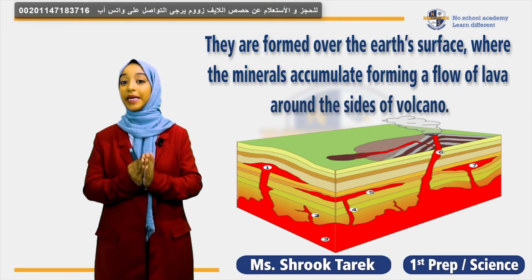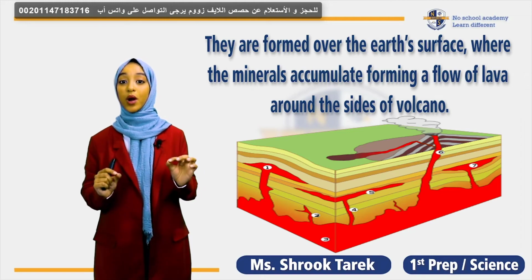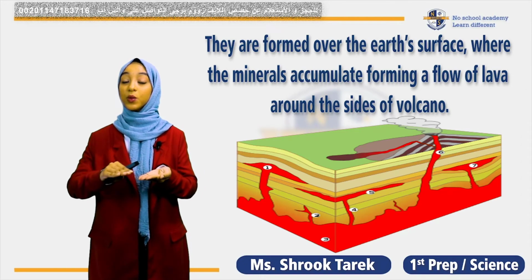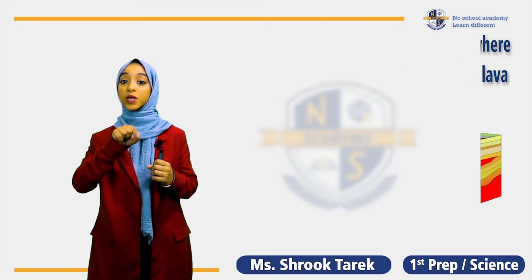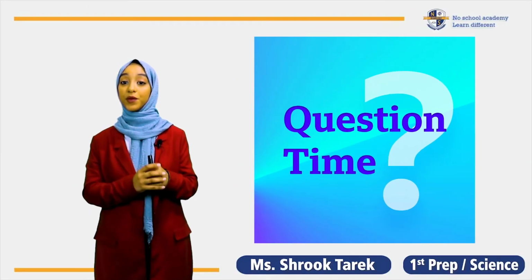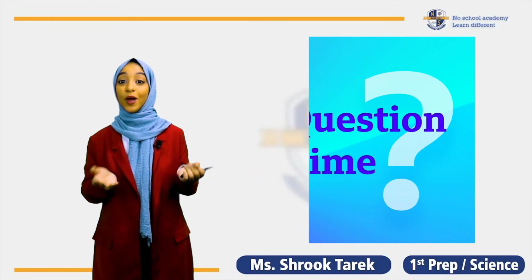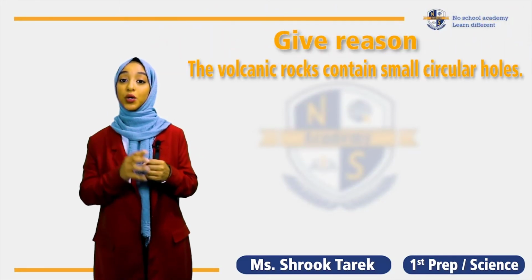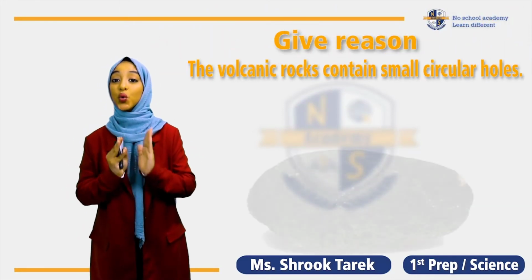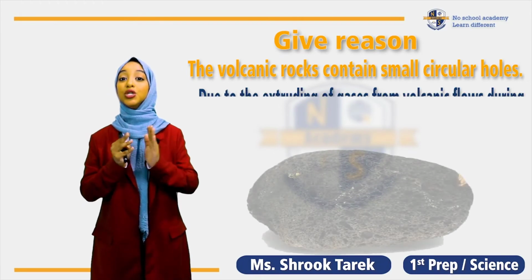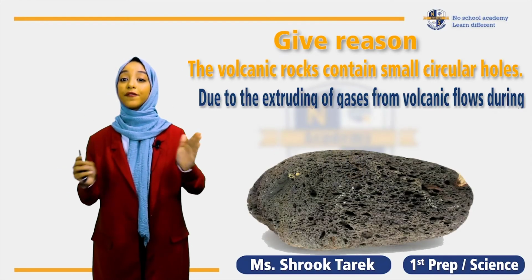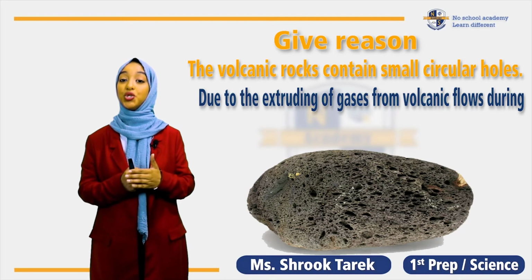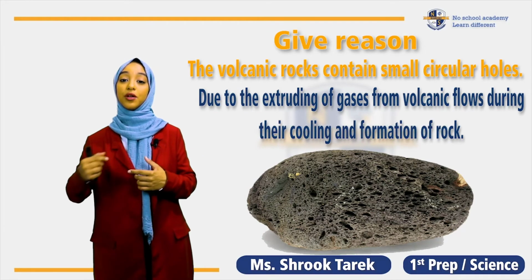من الحاجات المهمة جدا اللي هنلاقيها في volcanic rocks هنلاقي إن شكل الروك نفسه بيكون فيه holes, small holes on the top of the rock. طيب ليه؟ Why volcanic rocks have small circular holes? ده بيكون نتيجة خروج بعض الجازز during the volcanic flow and during the cooling and the formation of the rocks.